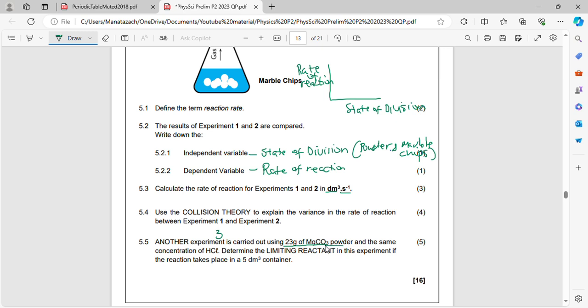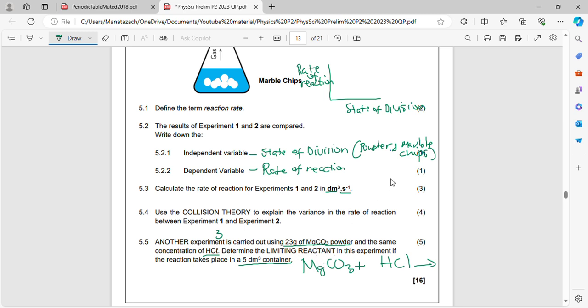Magnesium carbonate is still a powder, and the same concentration of hydrochloric acid was used, which is 0.01. Determine the limiting reactant in this experiment if the reaction takes place in a 5 dm cube container. So that's the volume. What is the limiting reactant? In order to identify the limiting reactant, you have to compare the number of moles between magnesium carbonate and hydrochloric acid. The substance that uses the least number of moles between these two reactants is the limiting reactant.